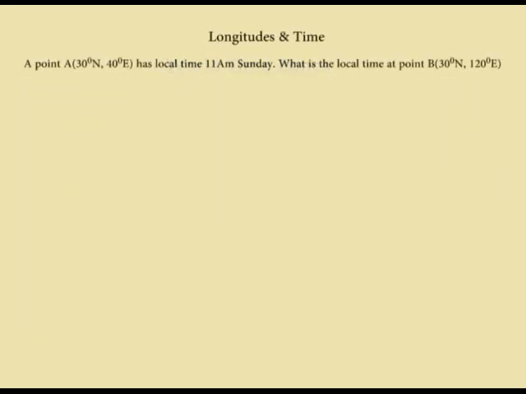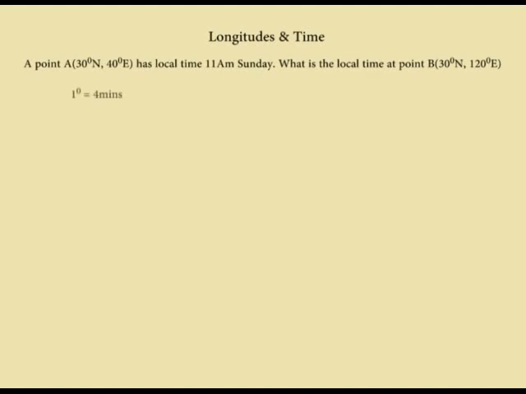For example, point A, 30 degrees north, 40 degrees east, has local time 11 AM Sunday. What is the local time at point B, 30 degrees north, 120 degrees east? Both points lie in the eastern hemisphere, but B is further east than A, and so B is ahead of A in time. Let's see the time difference.